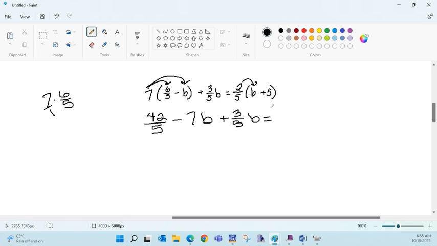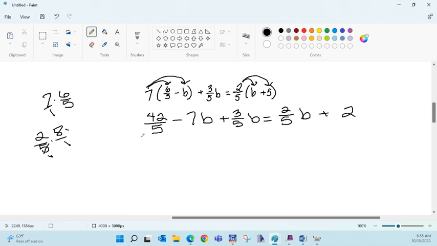So 2/5 times b is 2/5 b. How much is 2/5 times 5? It is 2. Because look what happens: this is really 10/5, which is 2. Or we can say the 5 cancels with the 5, and that gives you 2. So 2/5 b plus 2.